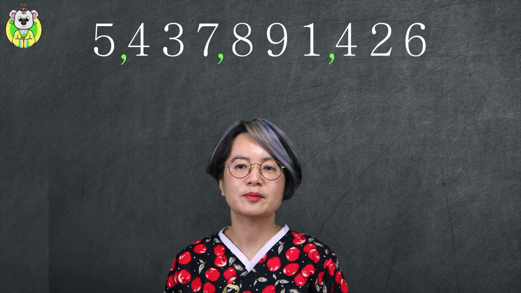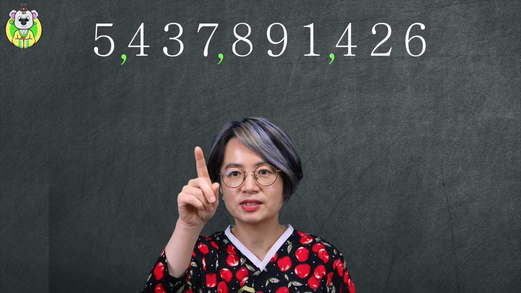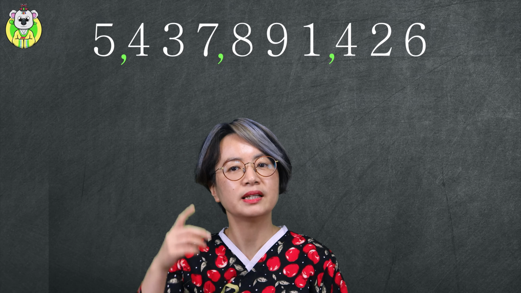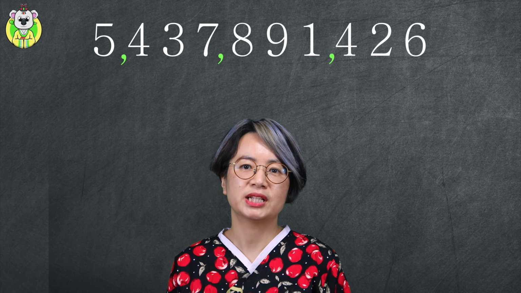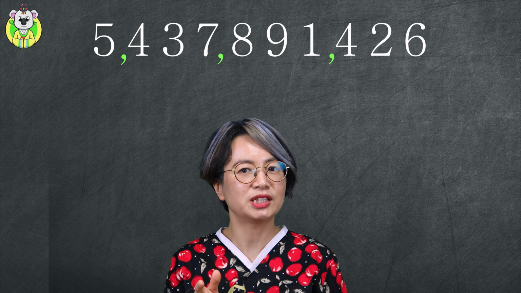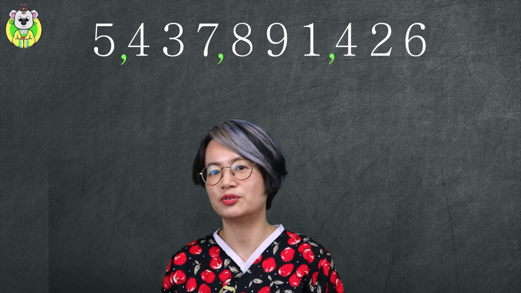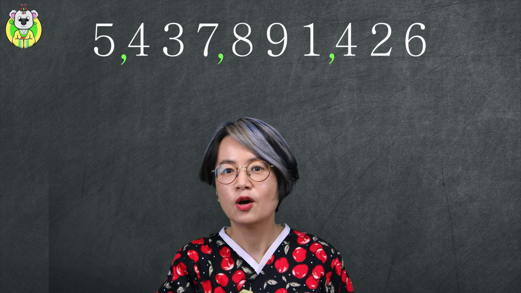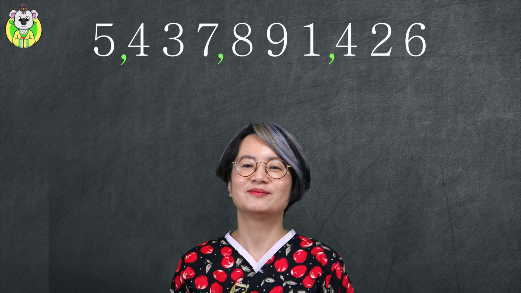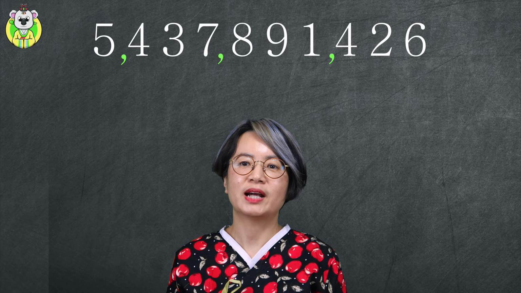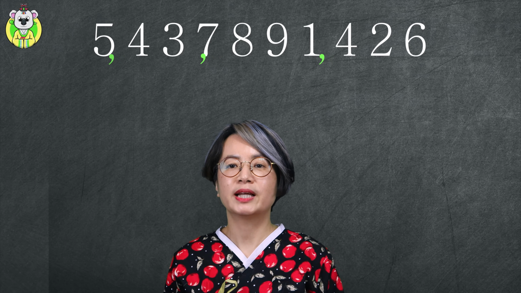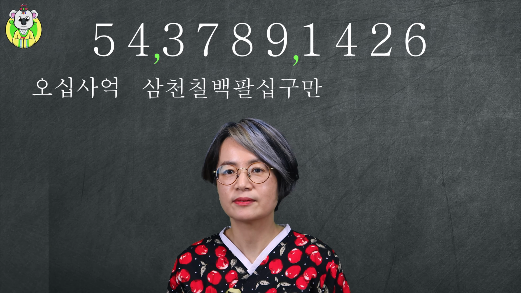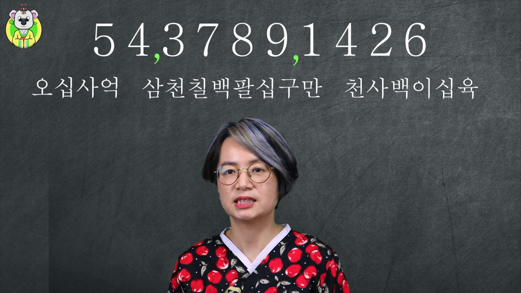Upon seeing this, a Korean person will start moving their fingers and repositioning the commas in their head, and then finally read it. Any number which has 10 or more digits, I guarantee you most Korean people wouldn't be able to read it without moving their fingers or staring at it for a while. So, can you figure out how to read it? That's right. Rearrange the commas and read it like this. 54억 3,789만 1,426.